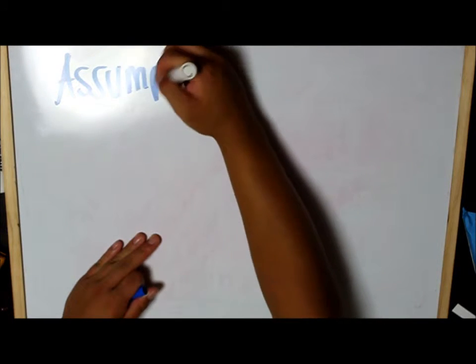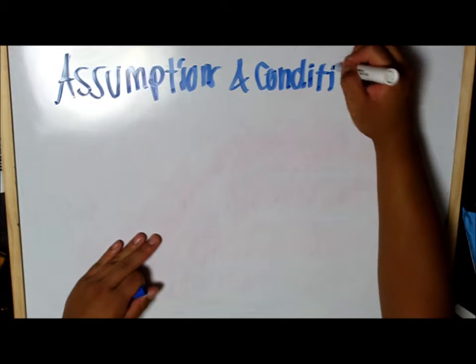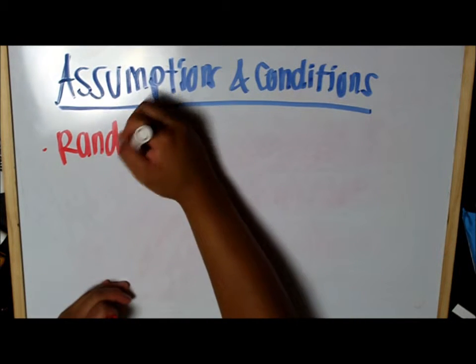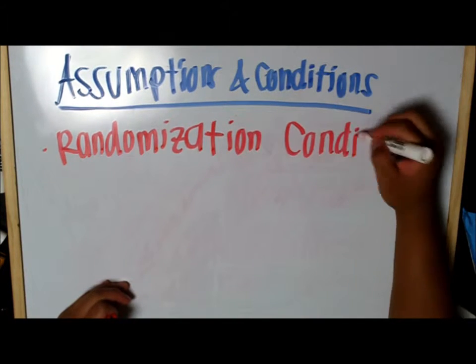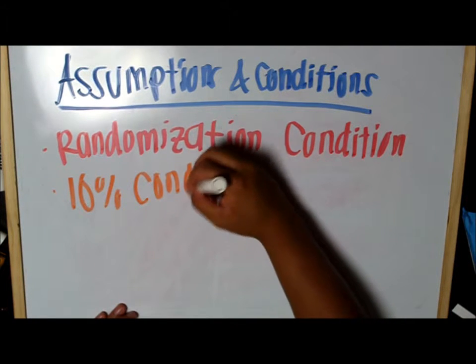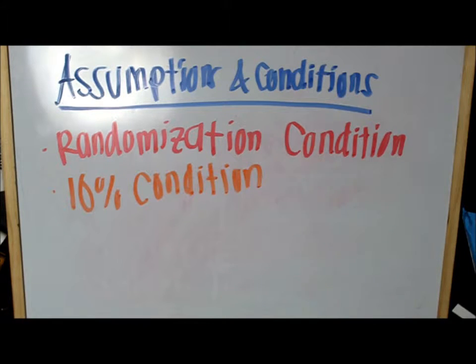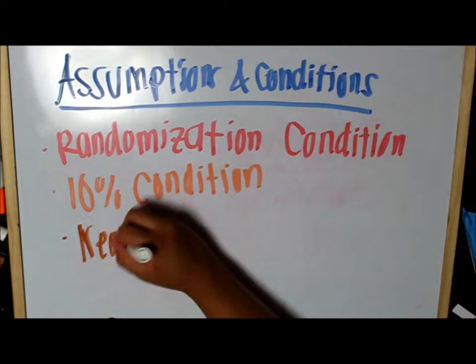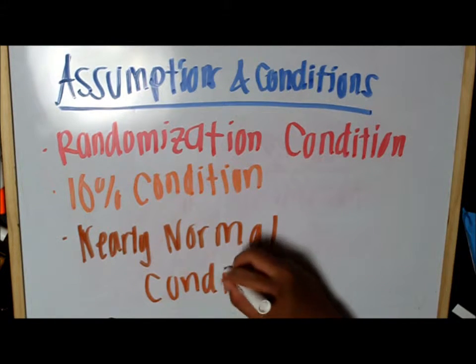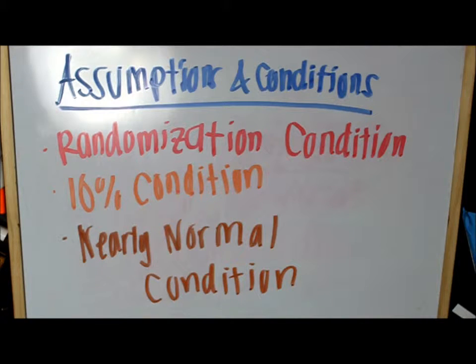Now, with the one sample t interval, there are assumptions and conditions. Besides the independence assumption, there is a randomization condition, which suggests that your data must be taken from a random sampling. The 10% condition states that the sample must be less than 10% of your population, and the nearly normal condition states that the data must come from a distribution that is unimodal and symmetric.